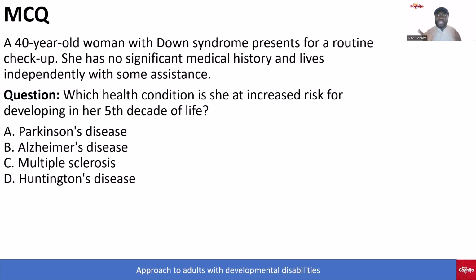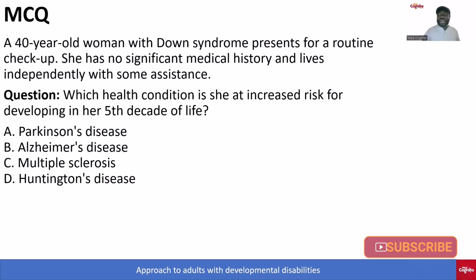So you realize that now Down syndrome just goes beyond palpable fissure, single palmar crease, hypotonia. We are learning deep stuff, which will help us to really master this whenever we meet any exam situation. So the question is this: which health condition is she at increased risk for developing in the 5th decade? Is it A, Parkinson's disease, B, Alzheimer's disease, C, multiple sclerosis, D, Huntington's disease? Which of them? I've gotten 17 answers on Zoom already.